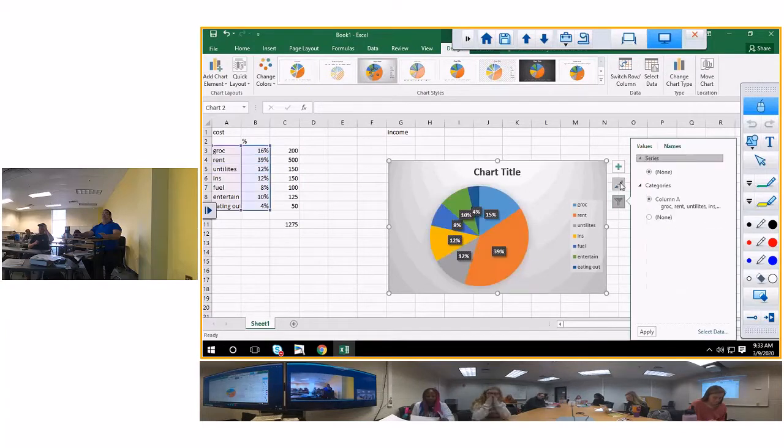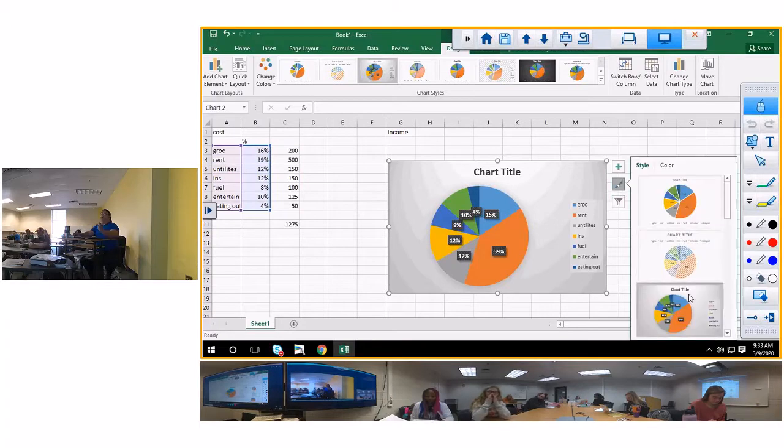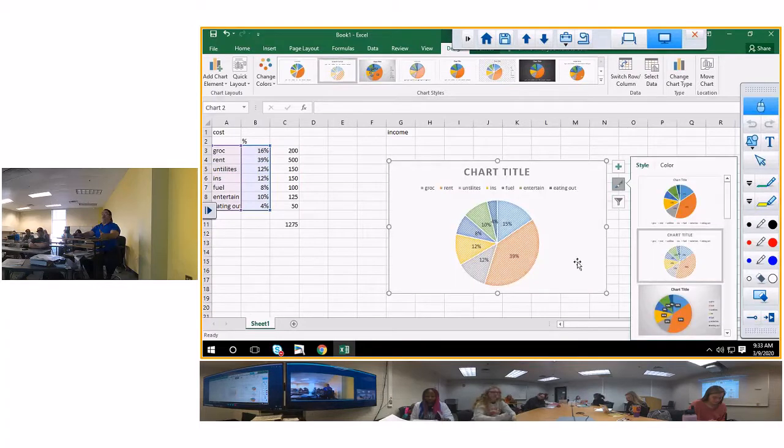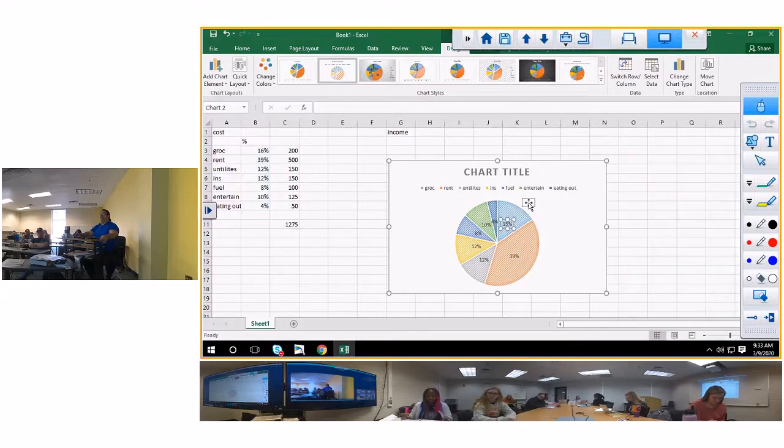You can play with that over here all you want to, okay? You want to do that, you can do that. You can move these out, like right here. You can play with it however you want to. Does that answer your question on how to make one?